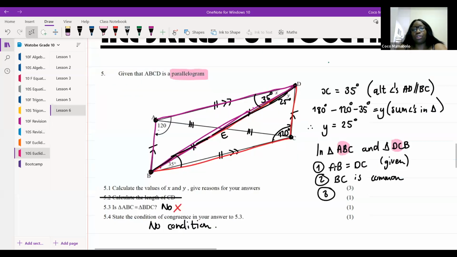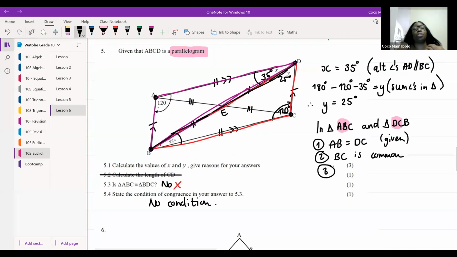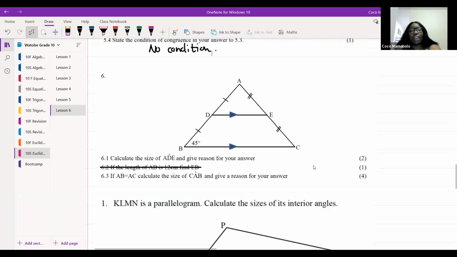All right. So we cannot say that they're congruent, guys, because we need to make sure that we're naming congruence correctly when we're looking at our triangles. Okay. Let's look at another midpoint theorem question. It says here that we've got triangle ABC and triangle ADE. And the question says, calculate the size of angle ADE and give a reason for your answer. This is a nice and easy one.